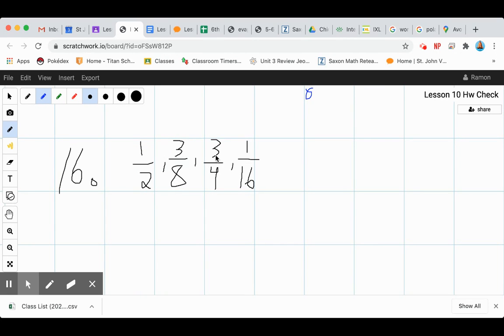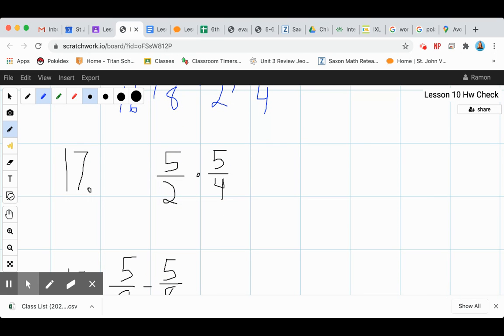For 16, we have 1/2, 3/8, 3/4, 1/16. We're being asked to place these in order from least to greatest. There's an easier way to do this, and it's going to be with the 1/2. The 1/2 can be the dividing line. So any number that's less than half will go on the left, and any number that's more than half will go on the right. 3/8 and 1/16 are both less than half, so they go on the left. However, 3/8 is pretty close to being half, where 1/16 is nowhere near it. And so on the right, you put everything that's bigger than 1/2. 3/4 is the only number that is bigger than 1/2, so it goes on the right.